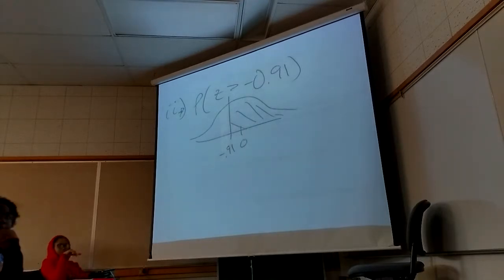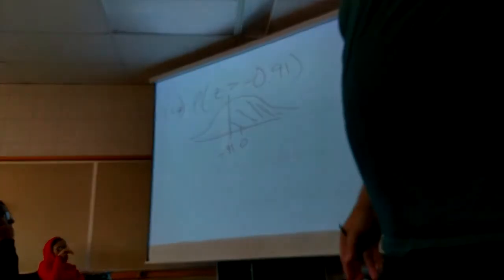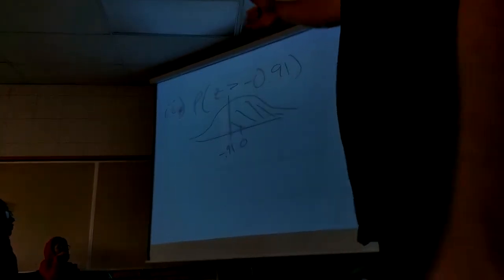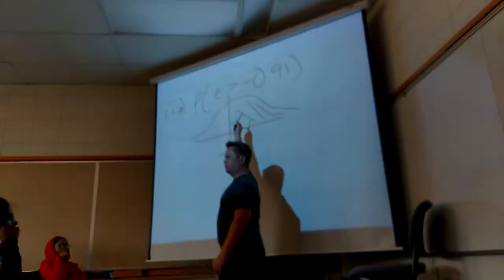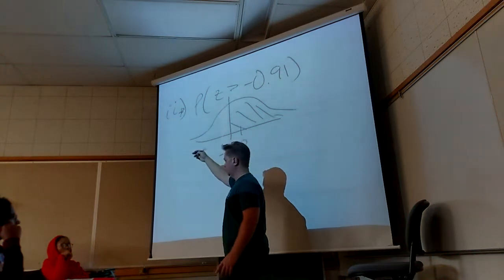Well, real quick, can somebody tell me, is the answer to this question going to be bigger or smaller than 50%? Bigger. The answer to this question will be bigger because there's half above 0, and I'm including a little bit more. So if your answer at the end is 0.4 something, you screwed up, right?